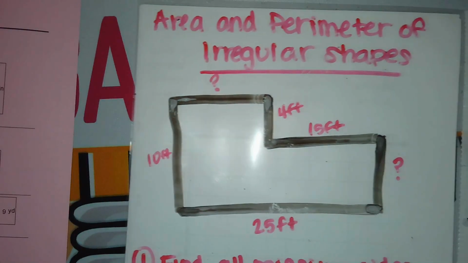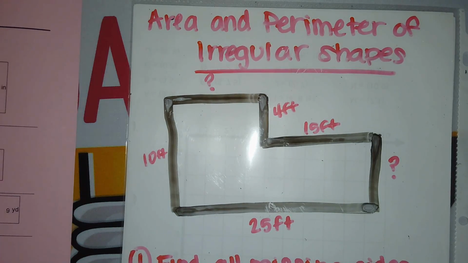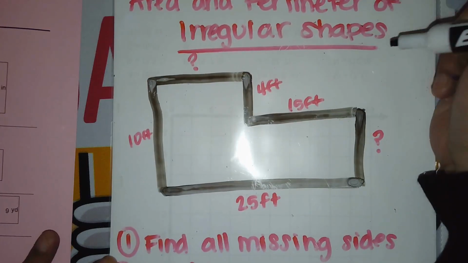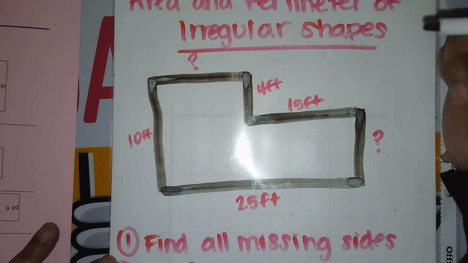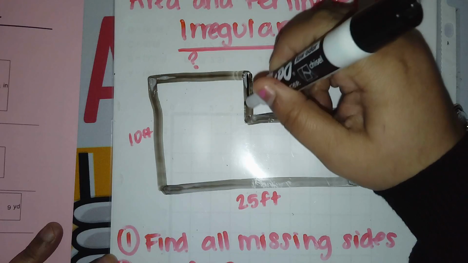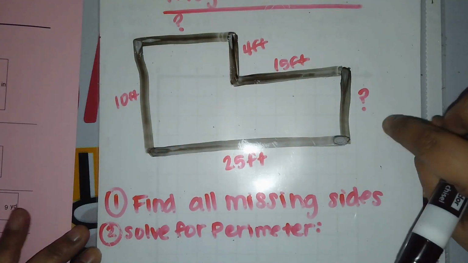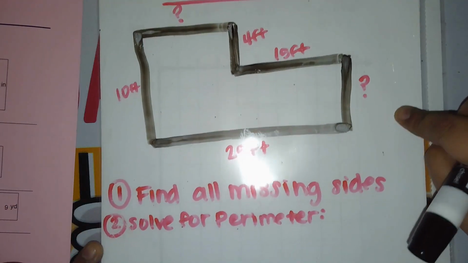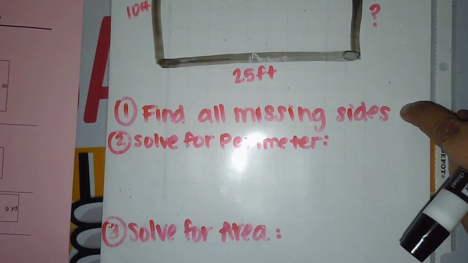So I have a little anchor chart right here, and I call this area and perimeter of irregular shape. If you want to copy down the anchor chart so that you can have it, you can. So here's the example. Like I said, this is problem number 1. The 3 things that we do, these are our 3 steps.